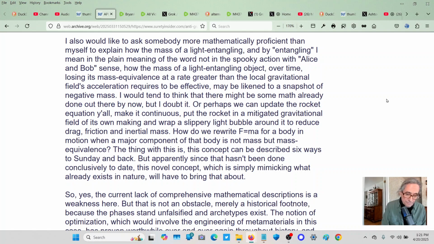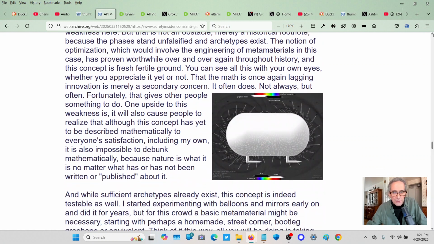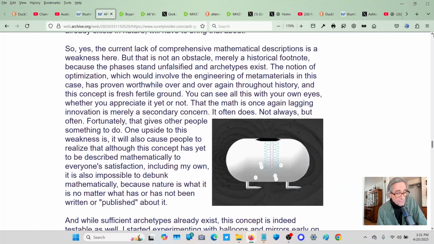The thing with this is, this concept can be described 6 ways to Sunday and back. But apparently, since that hasn't been done conclusively to date, this novel concept, which is simply mimicking what already exists in nature, will have to bring that about. So, yes, the current lack of comprehensive mathematical descriptions is a weakness here. But that is not an obstacle, merely a historical footnote, because the phases stand unfalsified and archetypes exist.